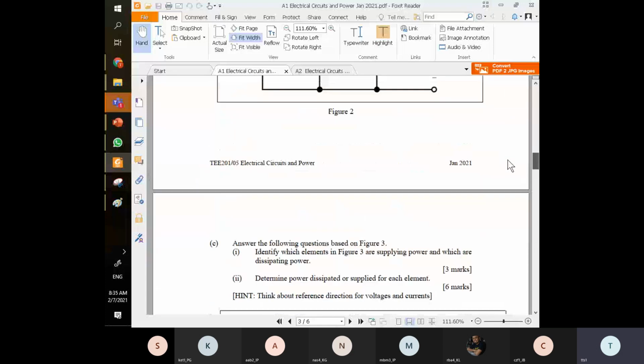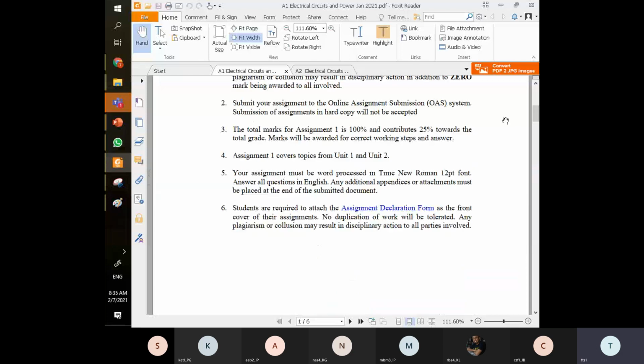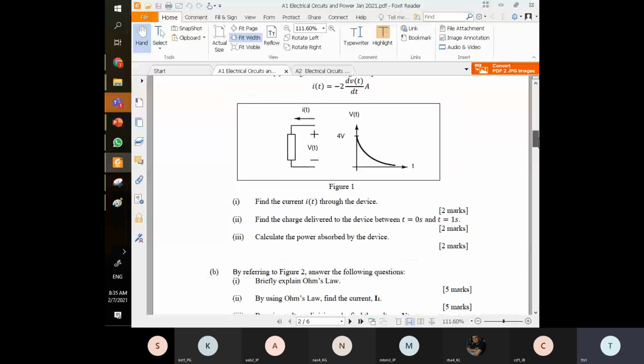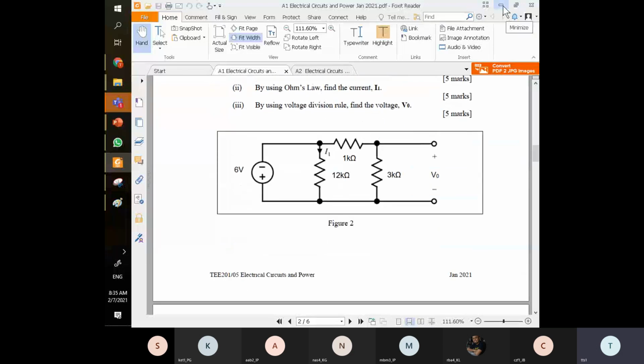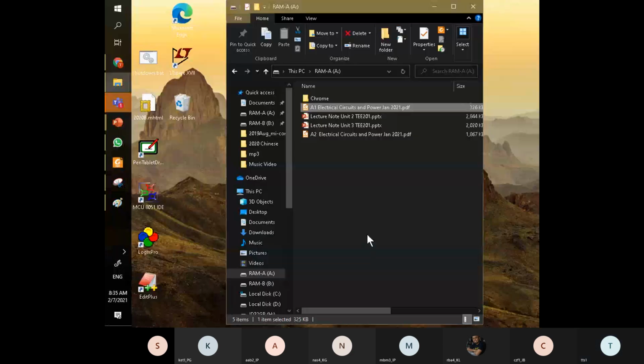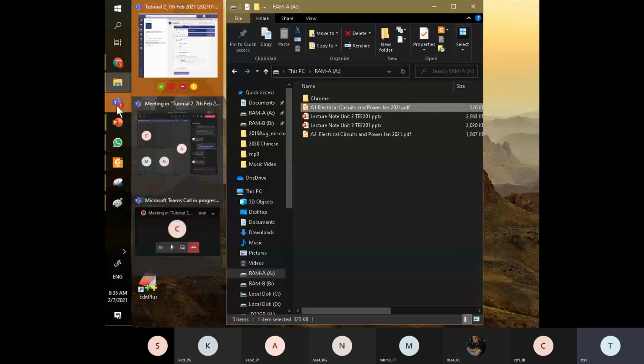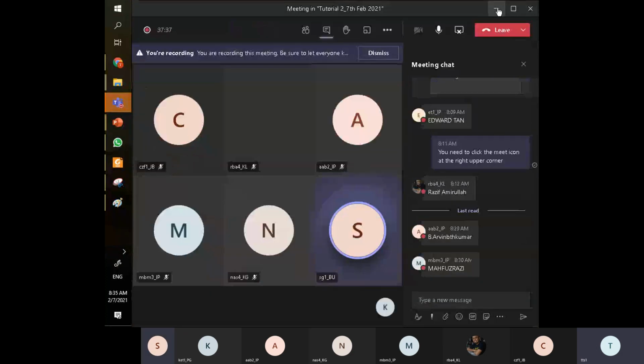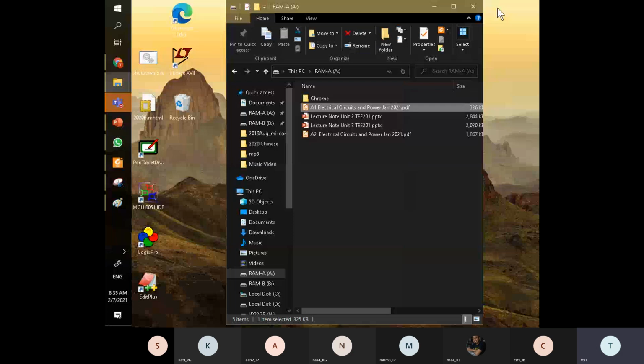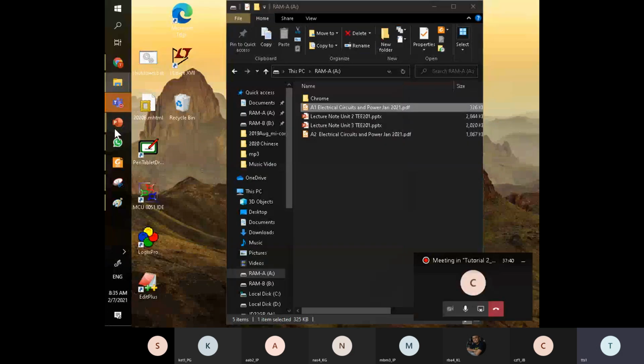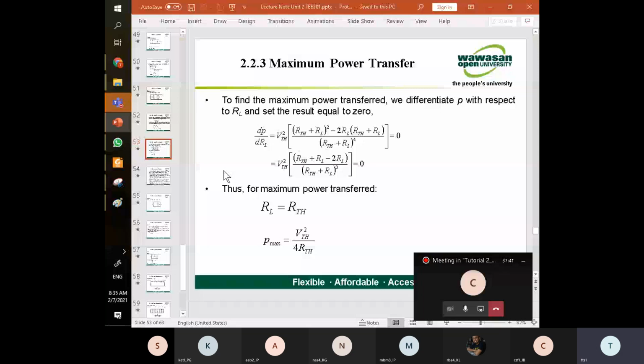No, not here. None of the questions come from this maximum power transfer, so you don't have to worry too much. For this semester, your final answer will be replaced by assignment number 3. You'll be given about 2 weeks to complete assignment 3. You can take your time at home to come up with the answer. When the time comes, I think we'll look at maximum power transfer again.